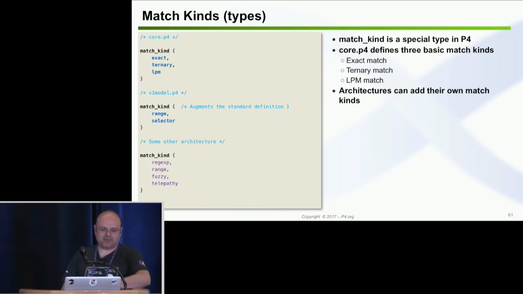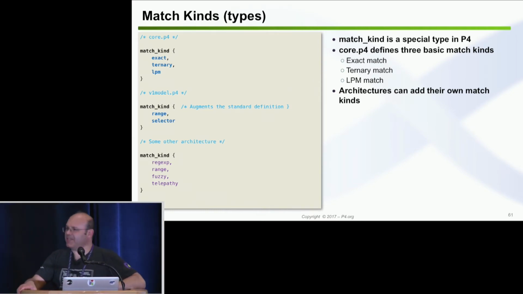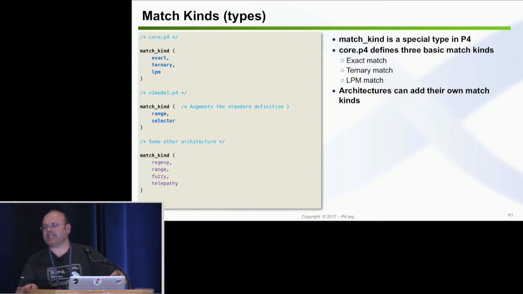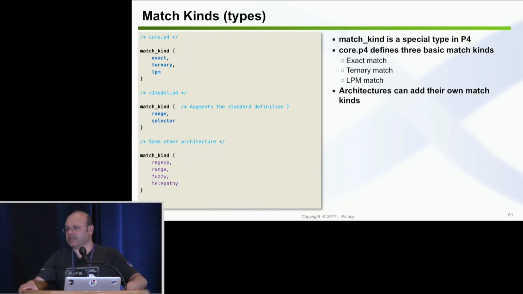And you can imagine that other targets might decide on some other match kinds. I just decided to be kind of creative here. So it could be a reject type match, or it could be a range, or it could be some fuzzy match. We don't know. Each architecture is allowed to add their own match types in addition to those defined in the core language.